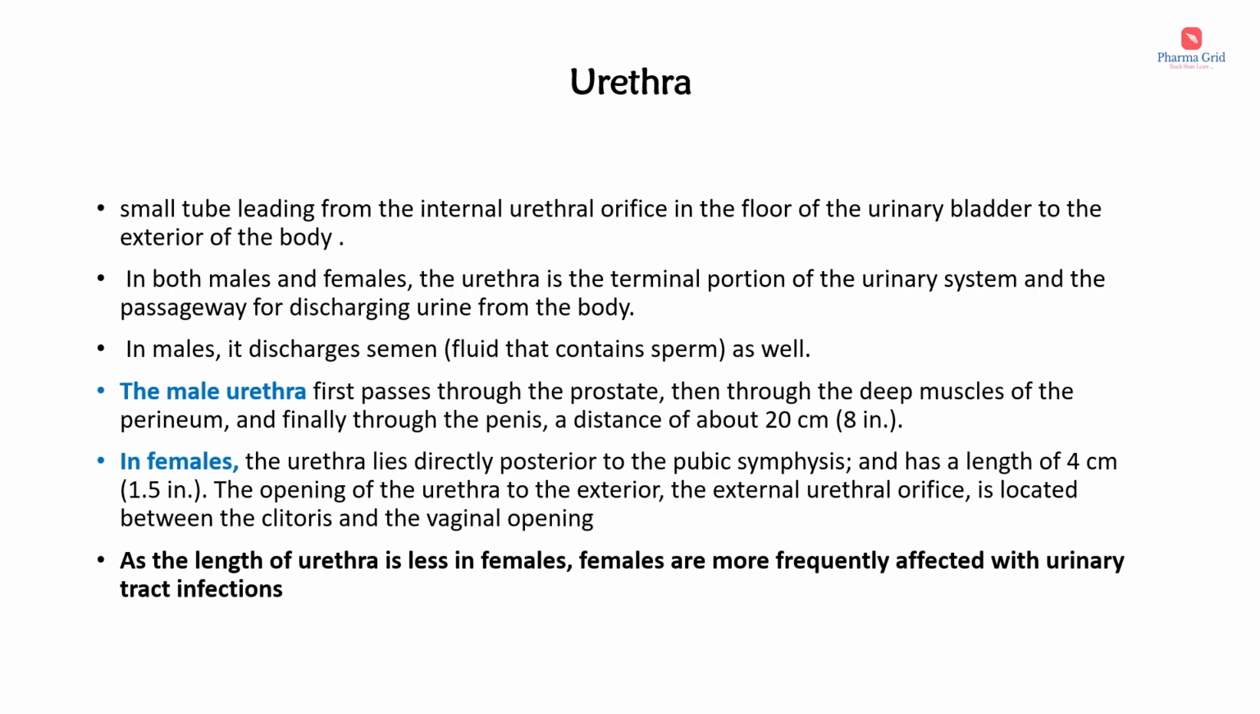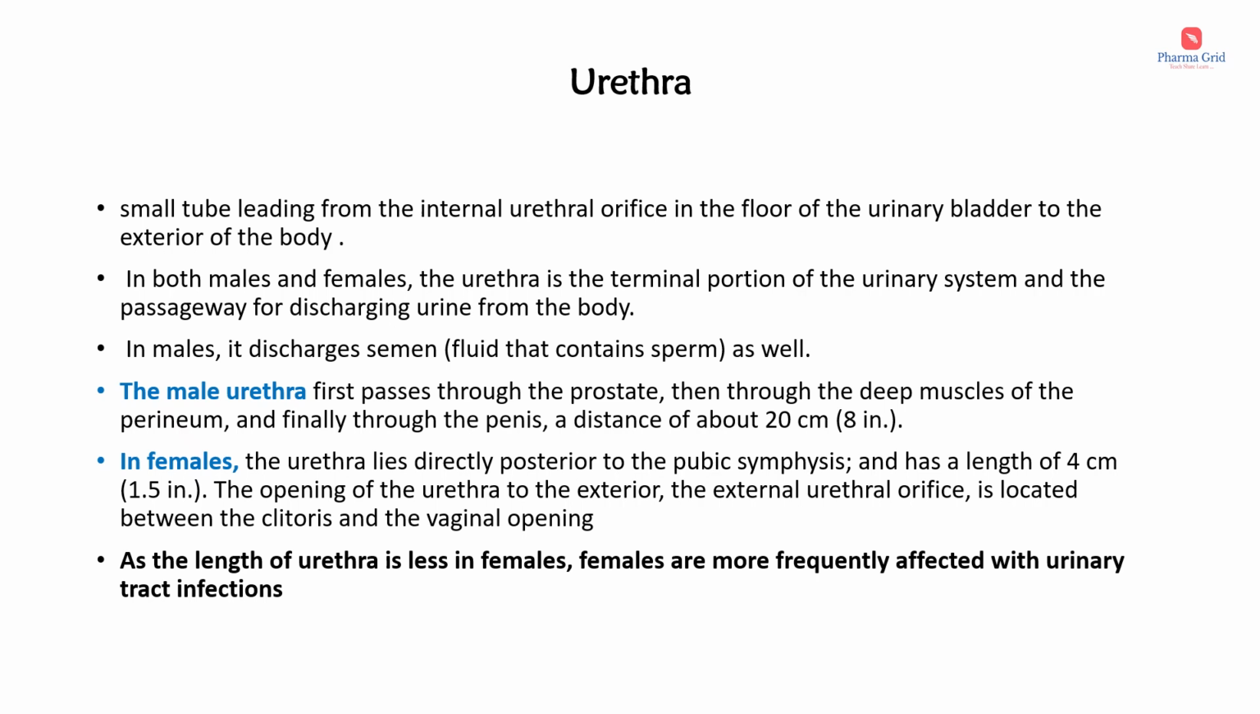In males, it also discharges semen. Semen means fluid that contains the sperm as well. The male urethra first passes through the prostate, then through the deep muscles of the perineum, and finally through the penis, a distance of about 20 centimeters, that is 8 inches.